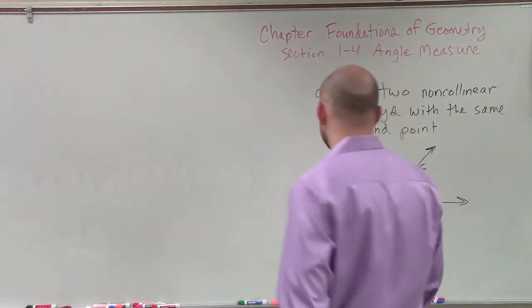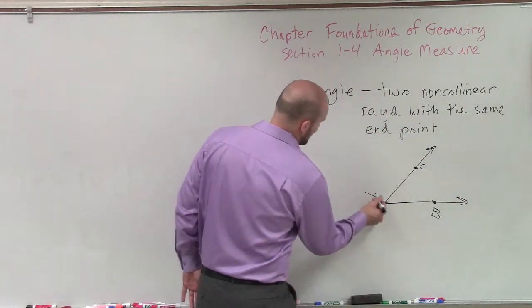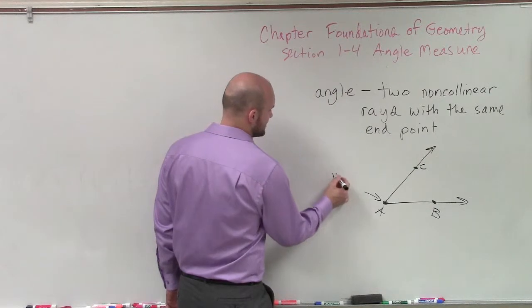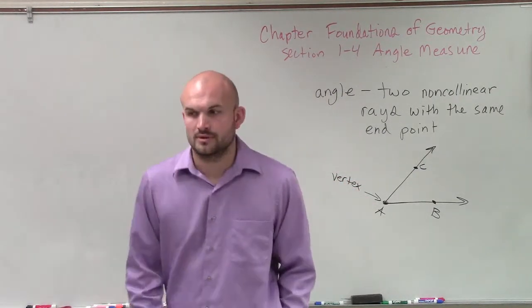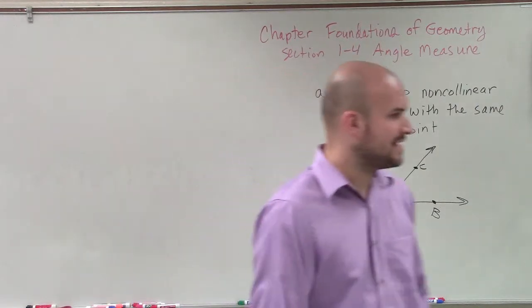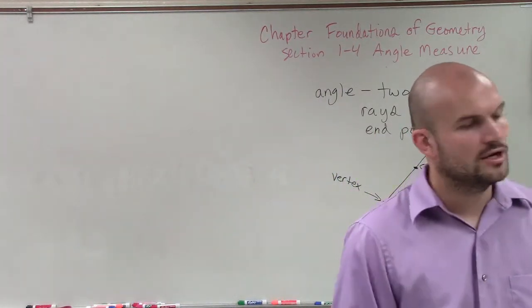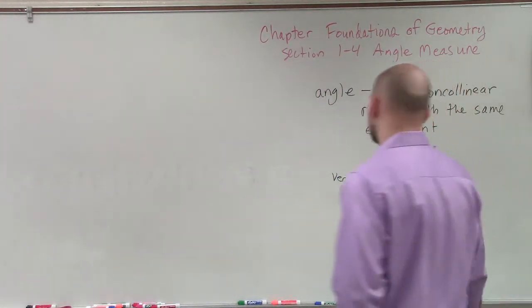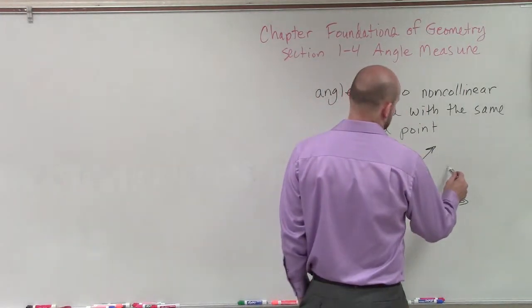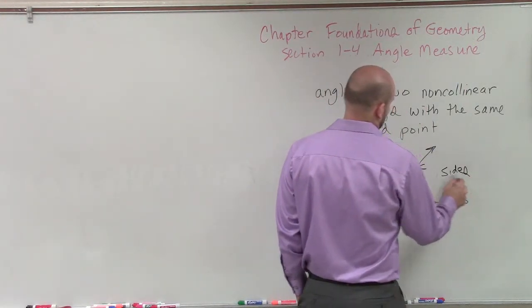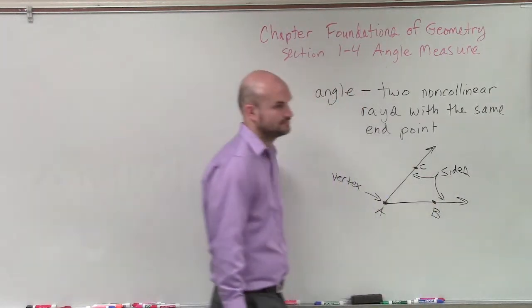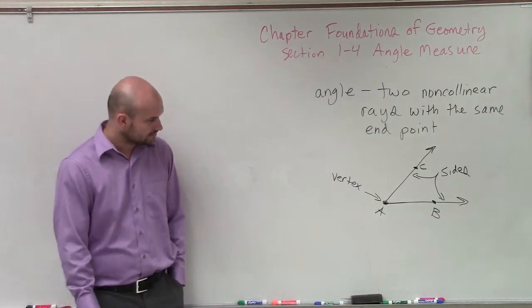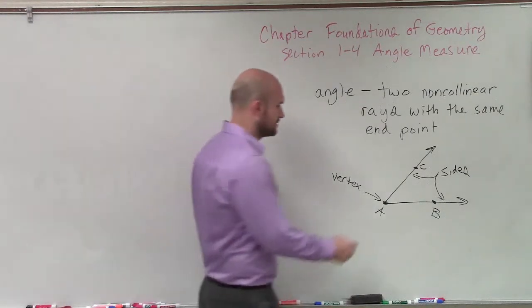Now, we know A is our endpoint, right? But ladies and gentlemen, I'm going to give you another term for that endpoint when it comes to angles. We like to call that the vertex. When our two rays come together at their endpoint for an angle, we like to call that a vertex. And then the sides are going to be your two rays of your angle. All right?